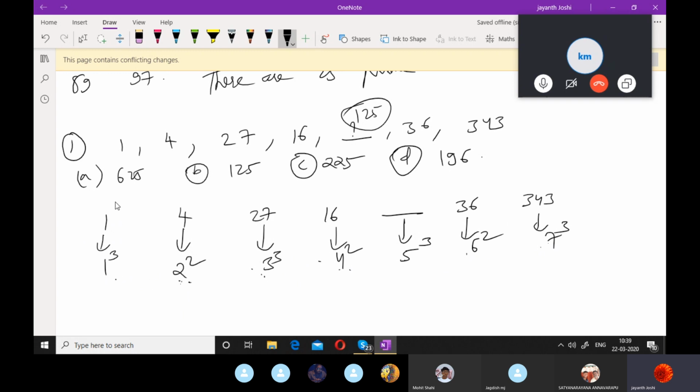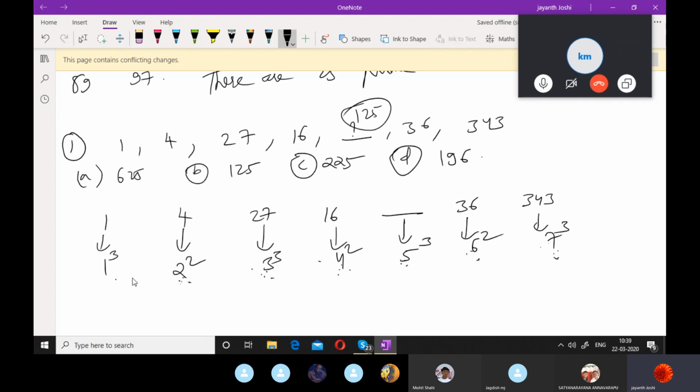So what I did is I wrote these numbers. I saw this 4 happens to be 2 square. 27 happens to be 3 cube. 16 happens to be 4 square. So I got an idea. These are going in such a way: square, cube, square. So next one can be a cube. Why? Because here also we are seeing the same kind of combination. 36 is 6 square, 343 is 7 cube. So it is also a square and a cube. So square, cube, square, cube, square, cube.